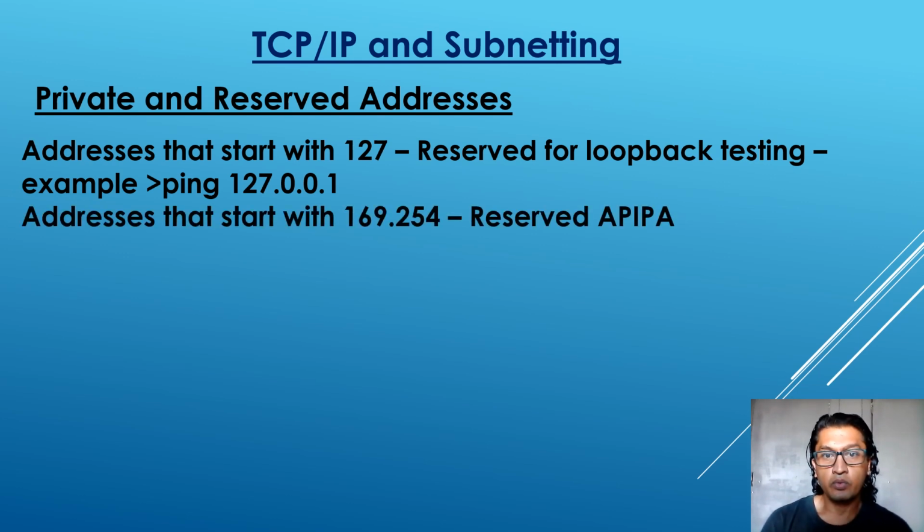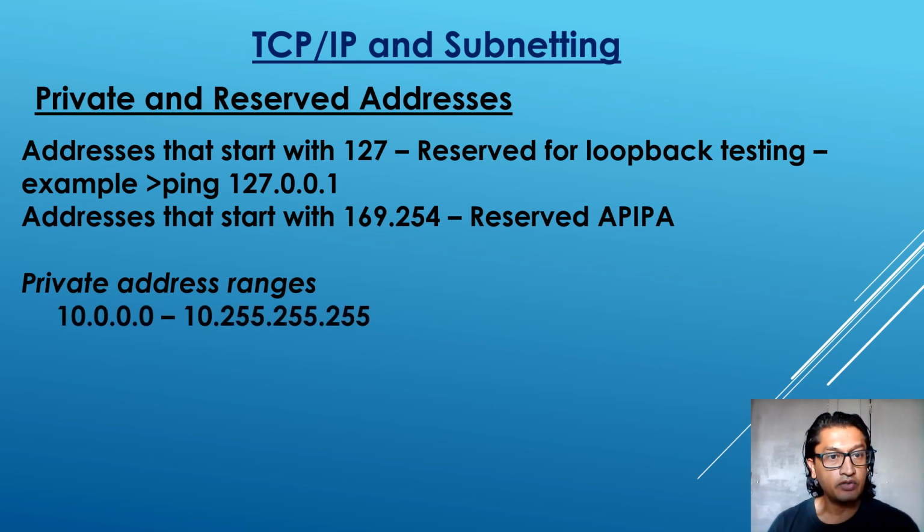Addresses that start with 169.254 are reserved for APIPA, automatic private IP addressing. So if your system's set to use DHCP and there isn't a DHCP server available for whatever reason, you will be assigned an IP address in the 169.254 range. So if you ever do an ipconfig and you get 169.254, chances are your system cannot contact the DHCP server for whatever reason. Private address ranges, there's a Class A, B, and C.